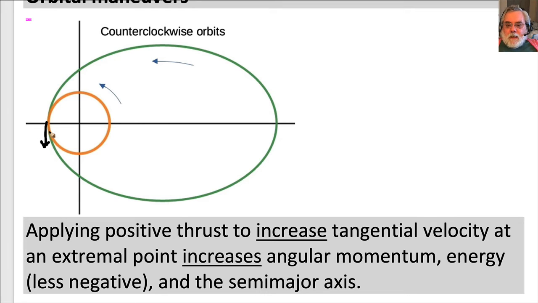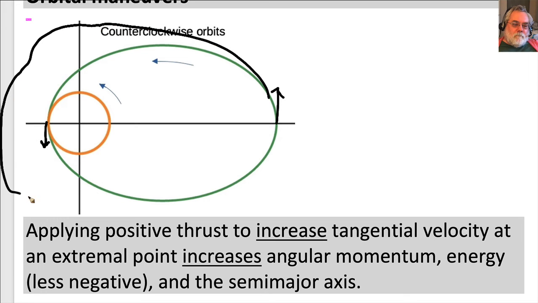Applying positive thrust at perigee of an ellipse produces a longer ellipse. Applying positive thrust at the furthest point of an ellipse here, apogee or aphelion, it increases the semi-major axis, resulting in a longer ellipse or a circle. So if we were to increase our velocity at this point, we would have a longer ellipse or possibly a circle.